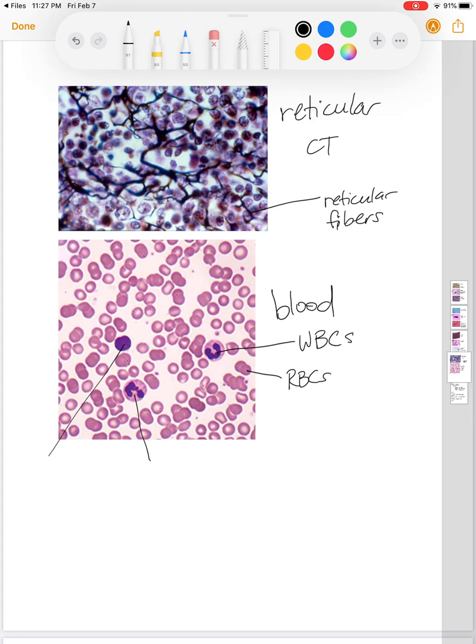So the white blood cells are going to be involved in your immune system, okay, helping you fight off diseases. And the red blood cells are involved in helping you to transport nutrients through the body, things like oxygen gas, okay, and other forms of nutrients.